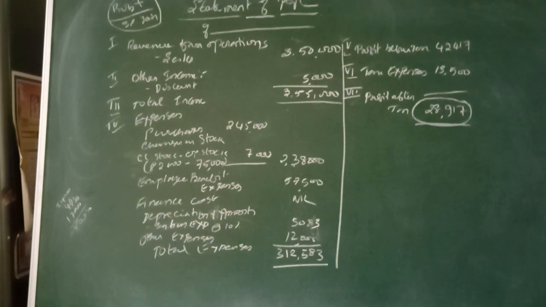Normally we take it as opening stock minus closing stock, but here we are showing it as closing stock minus opening stock. That amount should be deducted from the purchases, in the sense net purchases. So what is the meaning of this? That amount of stock, the movement of stock, should be shown here.